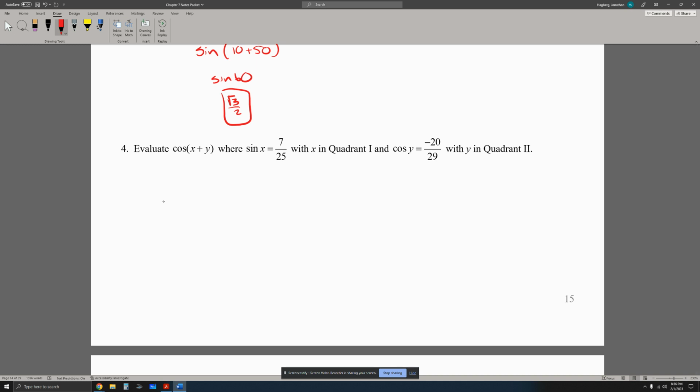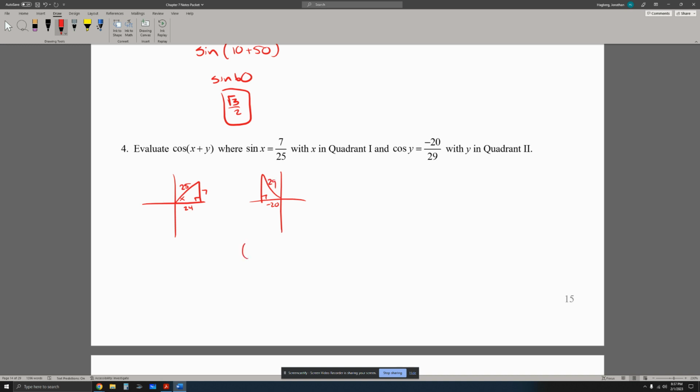Evaluate the cosine of x plus y, where sine of x is 7/25 in quadrant 1, and cosine y is negative 20/29 with y in quadrant 2. So let's start by drawing out x, the triangle that contains angle x. Quadrant 1, so drawing our triangle here, where we have opposite over hypotenuse, 7/25. So then, again, a Pythagorean triple, that third side length is 24. And our angle is x. Our triangle in quadrant 2, let's go ahead and draw that. The cosine is negative 20 over 29, adjacent over hypotenuse.